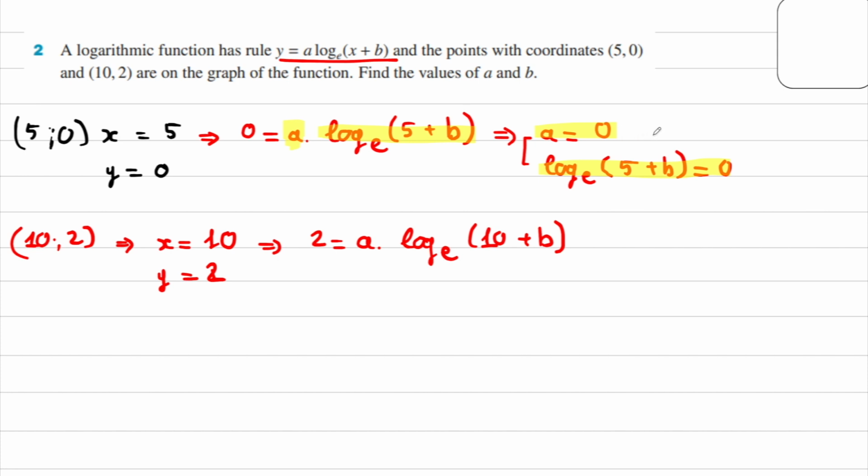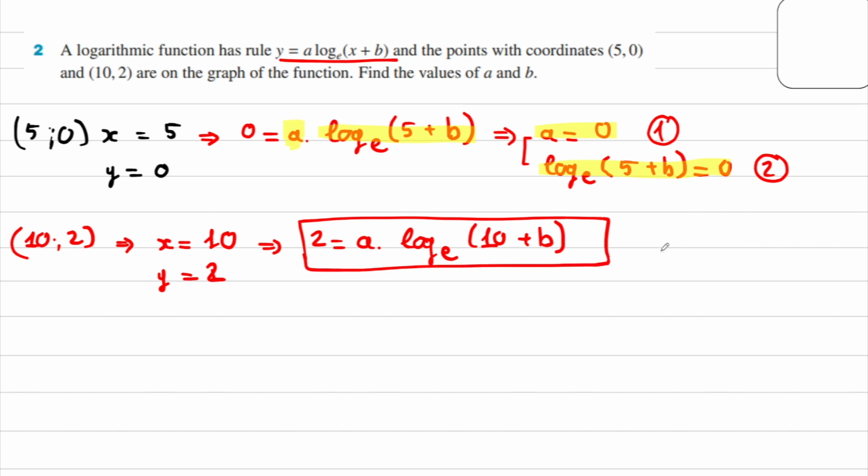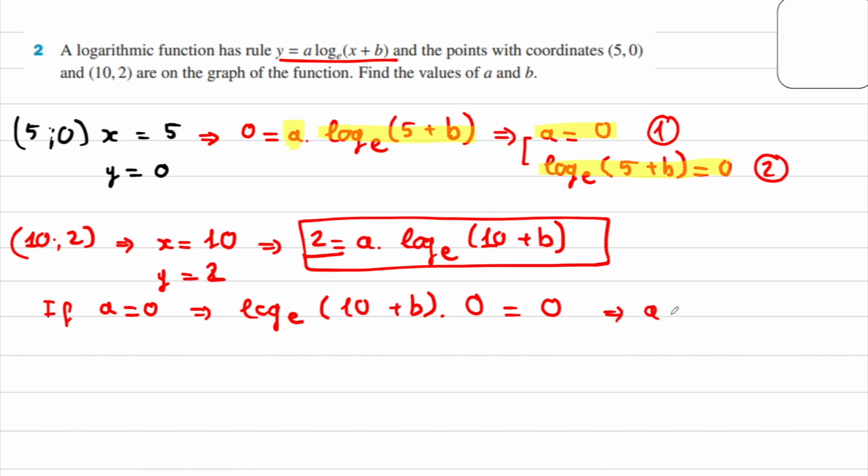And with the two options here, this is option 1 and here is option 2. You can see that from here I can tell you that a cannot be equal to 0, because if a equal to 0, this one has to be equal to 0 also. It means logarithm of base e, 10 plus b, multiplied by 0 has to be equal to 0. But for this equation you got equal to 2. So a cannot be equal to 0.